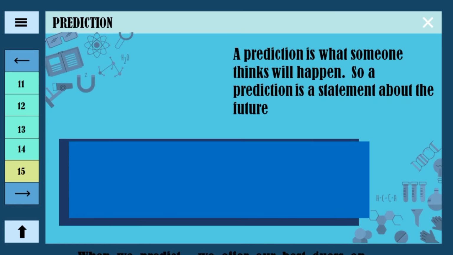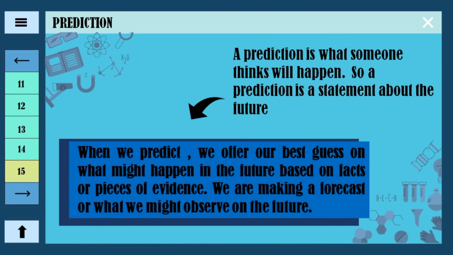Prediction. A prediction is what someone thinks will happen. So a prediction is a statement about the future. When we predict, we offer our best guess on what might happen in the future based on facts or pieces of evidence. So the difference between inference and prediction is that inference is about the past and prediction is about the future. We are making a forecast of what we might observe in the future.